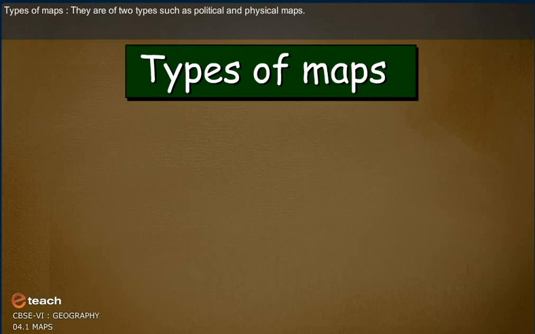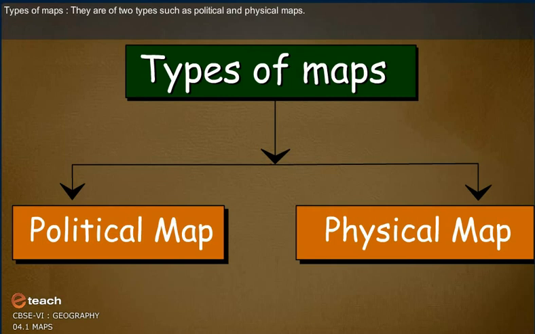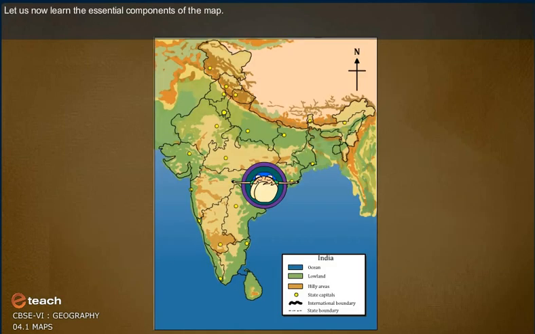Types of maps. They are of two types, such as political and physical maps. A map is a shortened script for the geographer. Let us now learn the essential components of the map.